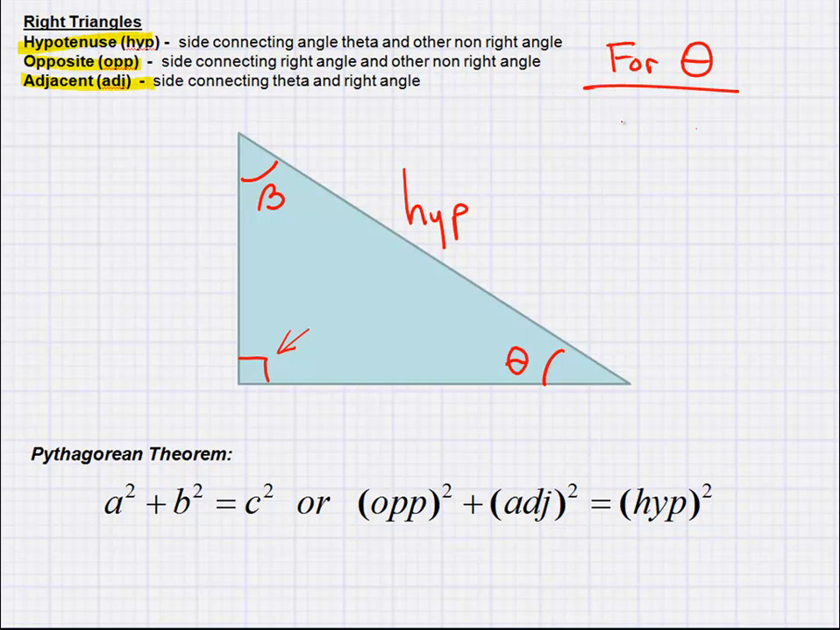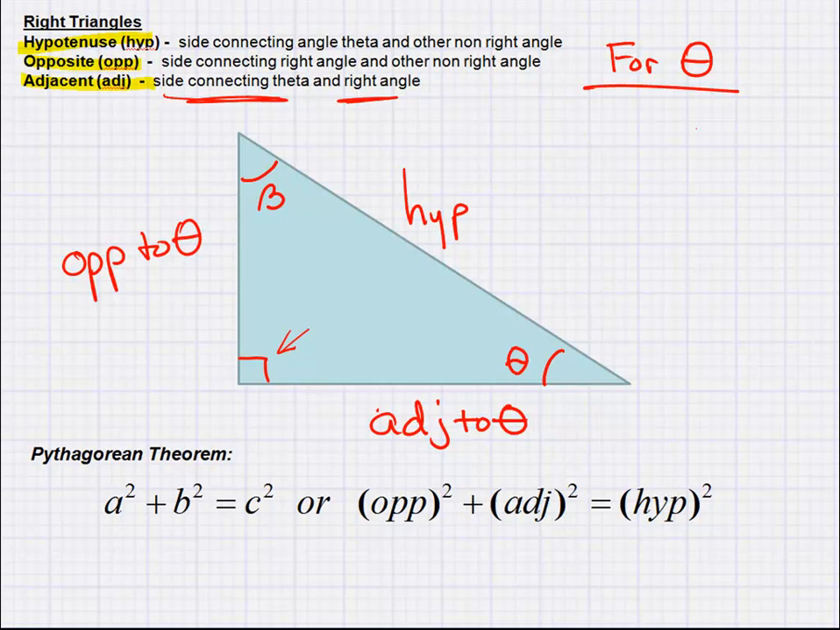This side right here, we're going to call the adjacent side, which I'll label ADJ. This is the side that connects theta to the right angle. So this would be the adjacent side to theta. And this would be considered the opposite side to theta, in that this is the side that connects the right angle and the other non-right angle. It's the side that doesn't touch theta.